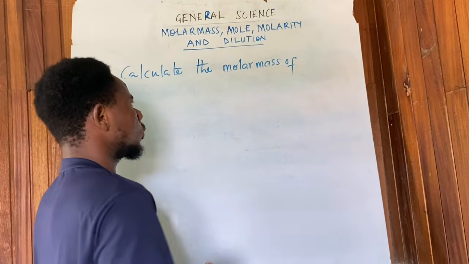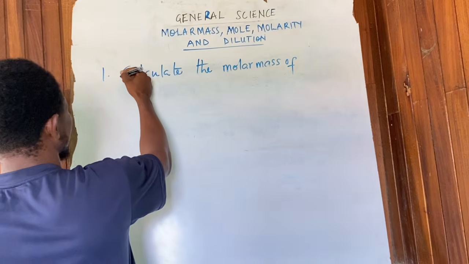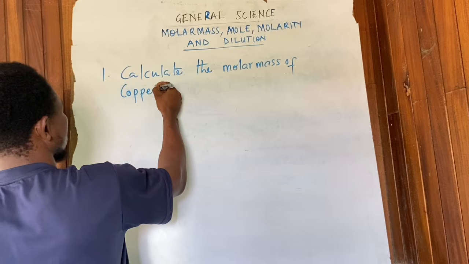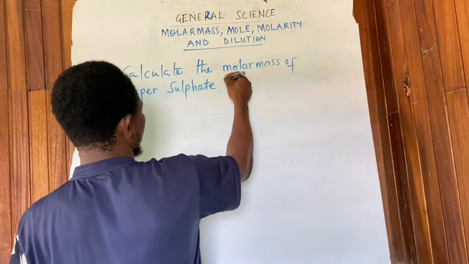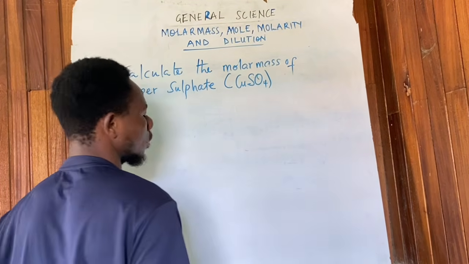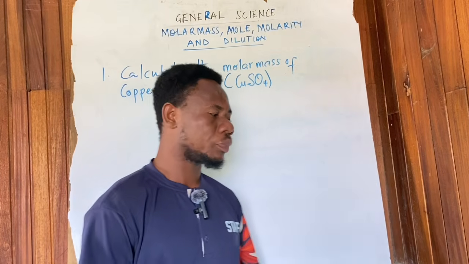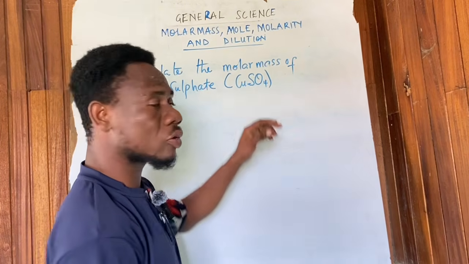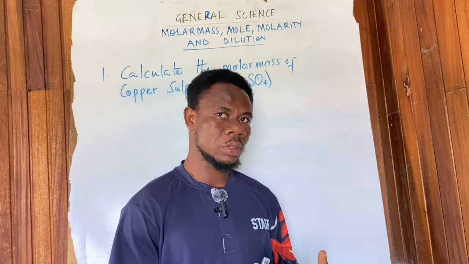So our next question is we are to calculate the molar mass of copper sulfate, CuSO4. Now, I said if the formula is not given, you will have to derive your own formula in the question.